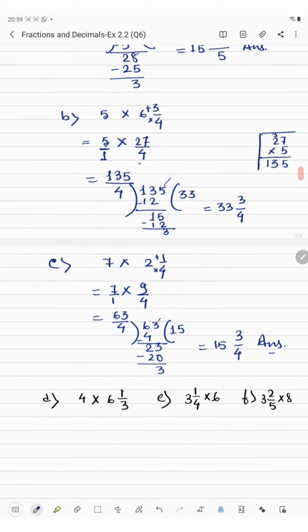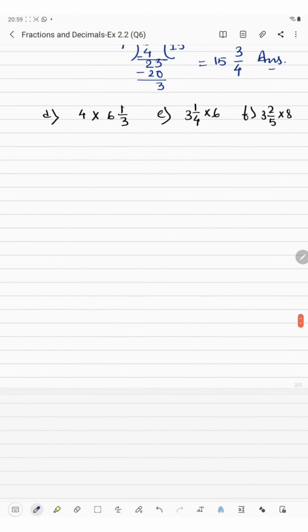Now coming to the next part. In the next part we have 4 into 6 1 by 3. So 4 will remain the same again, and here this into this plus this. So 6 3s are 18, 18 plus 1 is 19 by 3. Now here we will consider 4 as 1, as there is no digit. Now this and this we cannot cancel, so we'll just multiply the numerators and denominators. So 19 4s are 76, divided by 3 into 1 is 3.